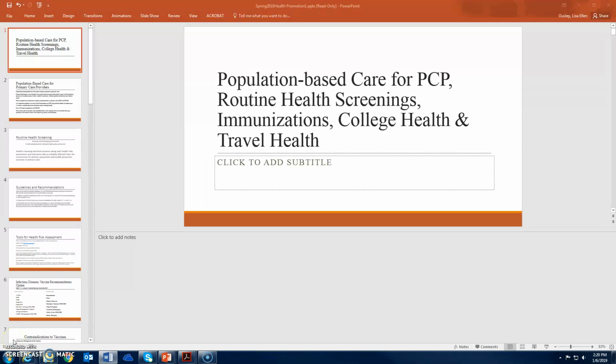Our first couple of modules, these first 2 weeks, we need to look at some information that's related to health promotion and disease prevention. And there is quite a variance in the next couple of weeks, but this will set the stage for us as we go through diseases and disorders of the systems. So let's start with population-based care for the primary care provider.